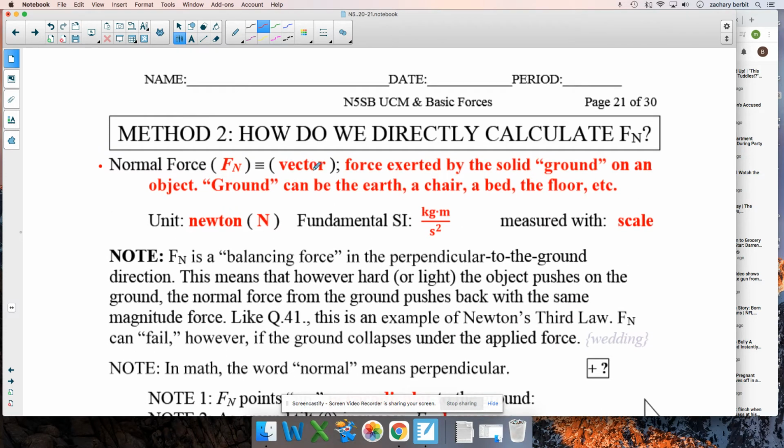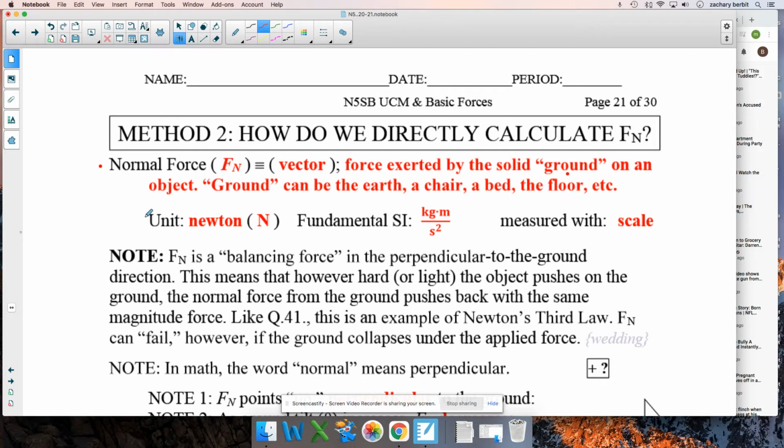Normal force, of course, it's a vector. You draw it with an arrow. It's exerted by solid ground. Now, the ground doesn't have to be dirt. You're sitting in a chair right now. There's a normal force on you from the chair. When you lie in bed, there's a normal force on you from the bed. When you lean on the desk, there's a normal force on your elbows from the desk. When you walk, there's a normal force up on your feet from the floor.